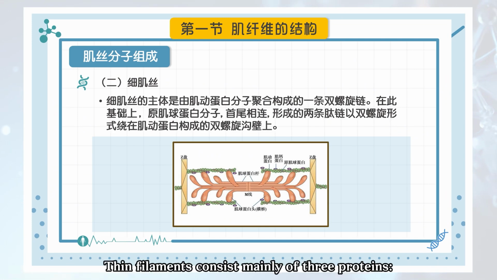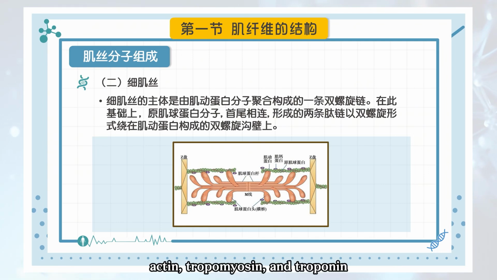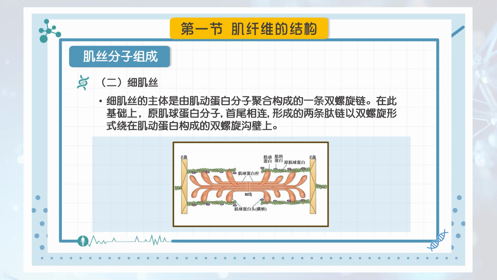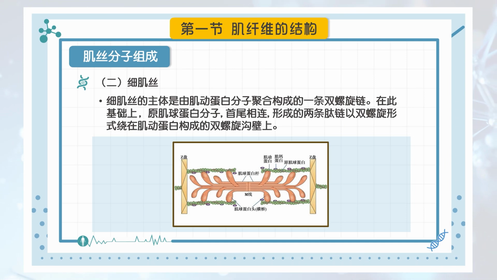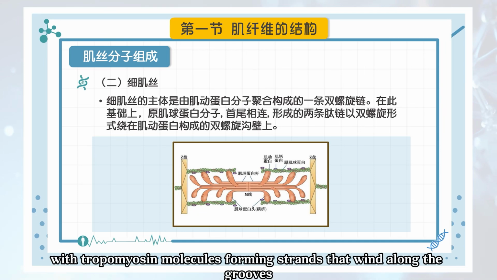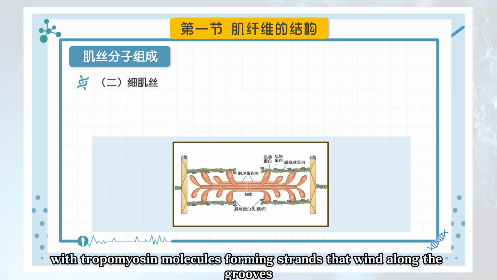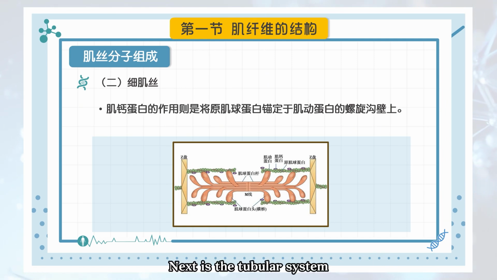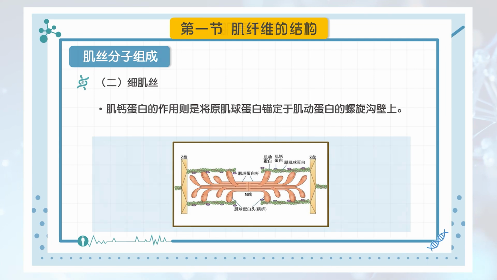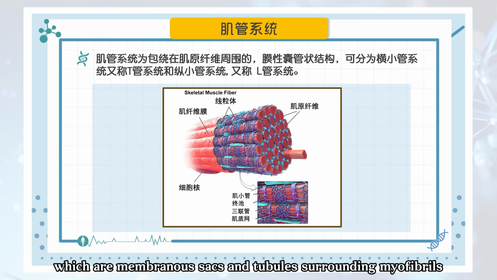Thin filaments consist mainly of 3 proteins: actin, tropomyosin, and troponin. Actin molecules polymerize into a double helical backbone, with tropomyosin molecules forming strands that wind along the grooves, and troponin anchors tropomyosin to actin. Next is the tubular system, which are membranous sacs and tubules surrounding myofibrils.